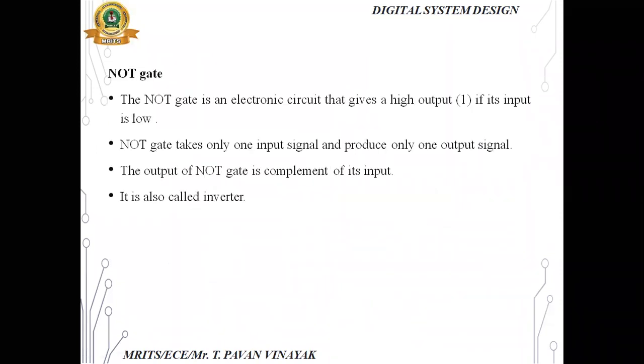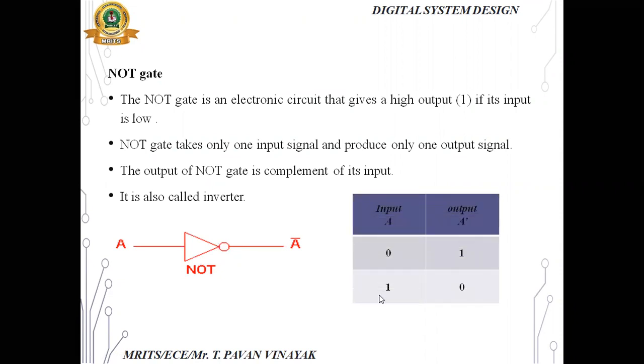The NOT gate performs the complement operation, or NOT operation, which means if the input is 0, the output is 1. It is a single-input, single-output gate, also known as an inverter. The symbol is a triangle with a bubble. Truth table: if I give 0, the output is 1; if I give 1, the output is 0.